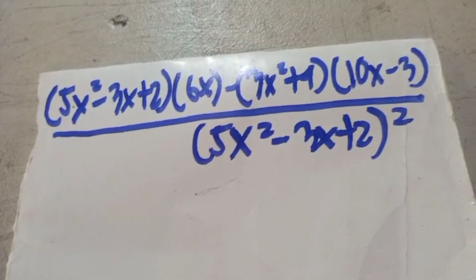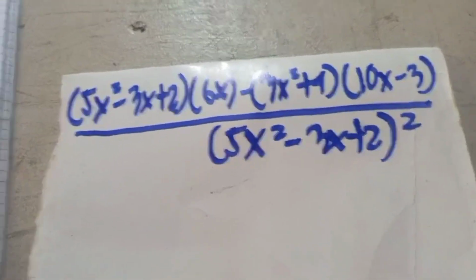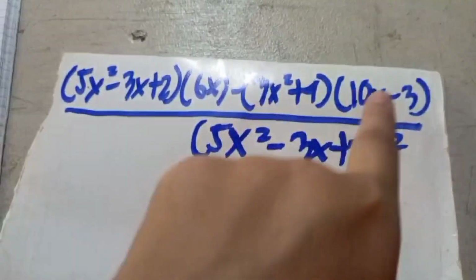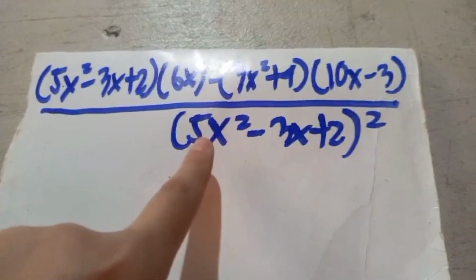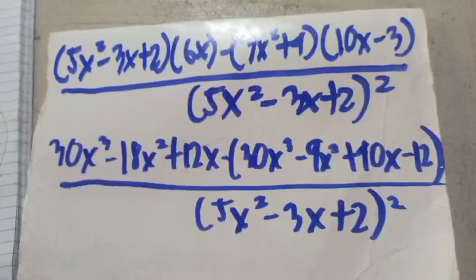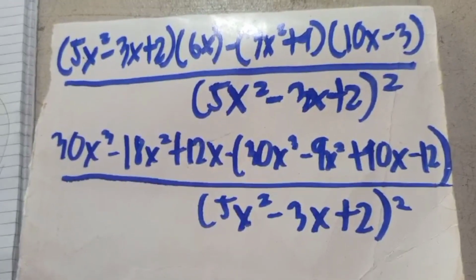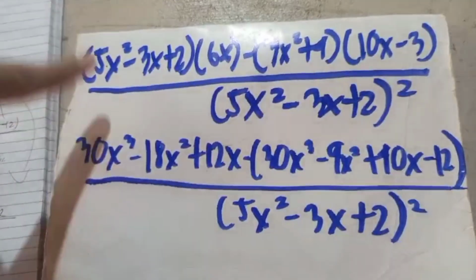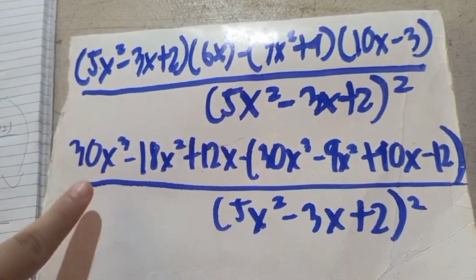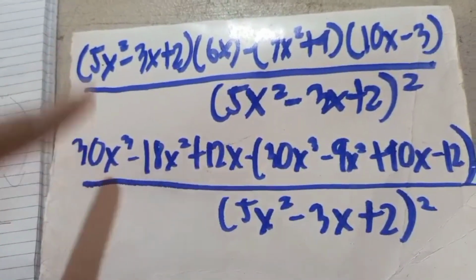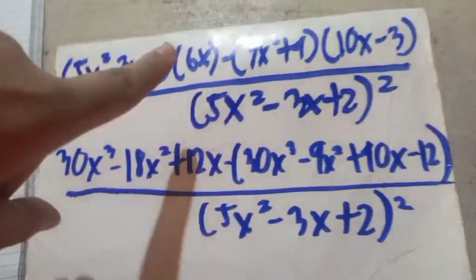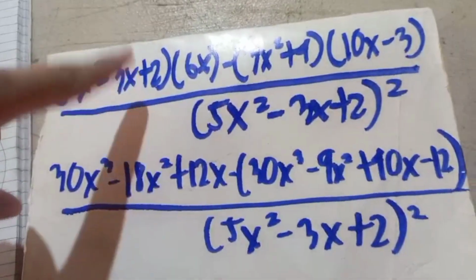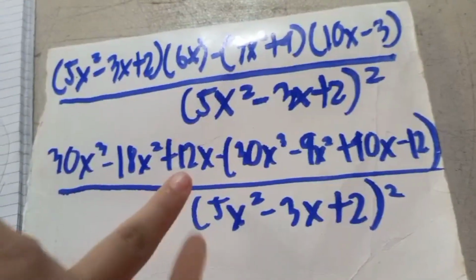So next we need to apply the formula. So here is our g(x), f prime of x, f(x), and g prime of x, all over our g(x) squared. So the next step is we need to multiply. So here is the step: 5x squared times 6x is equal to 30x to the power of 3, and negative 3x times 6x is negative 18x squared, and 2 times 6x is equal to 12x.